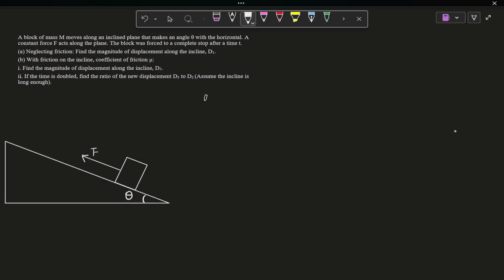So, what's the first step of doing this type of question? I forgot. Oh, good job, you remind me. It's a free body diagram. Good job.